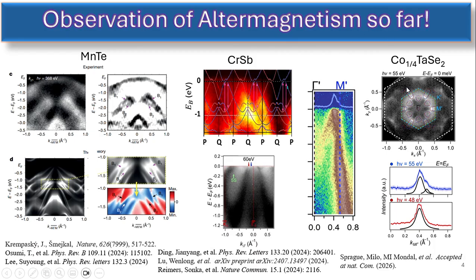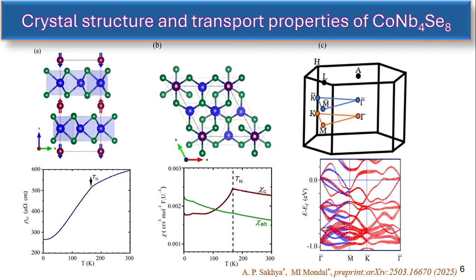Another material is CoNb4S8. This material was actually studied by my colleague Milo Sprague, where he observed the ultramagnetic spin splitting phenomenon along the M-Gamma-M high symmetry direction. The study of this material was recently accepted in Nature Communications.